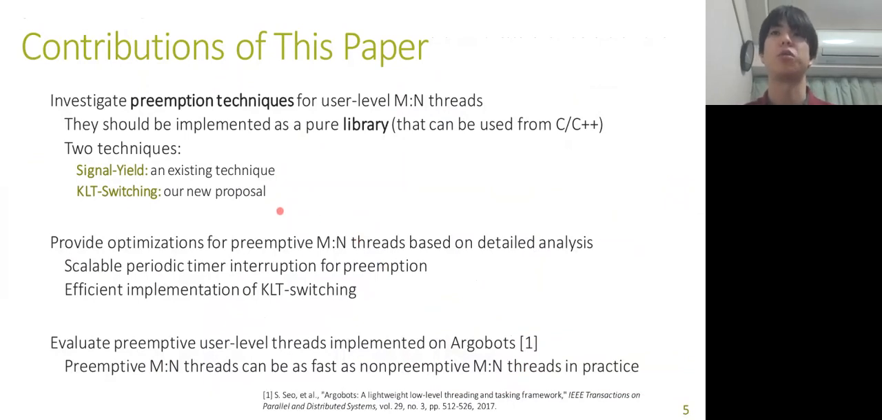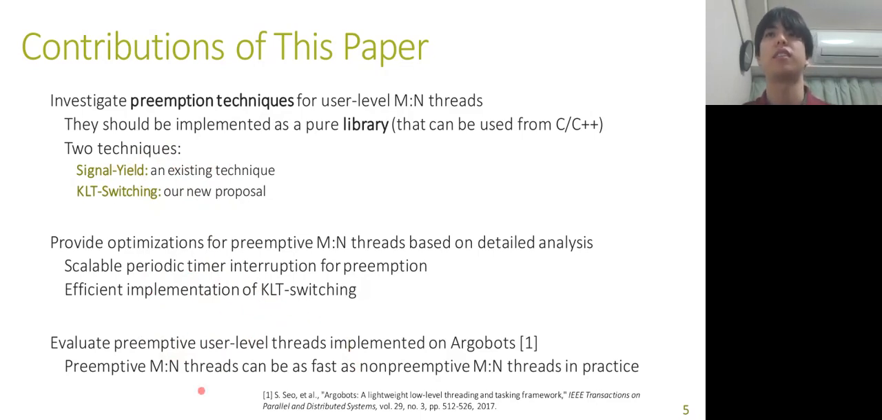And here is a summary of contributions of this paper. First, we investigated preemption techniques for end-to-end threads, which can be implemented in a pure threading library so that they can be used from C or C++. Specifically, we investigated two preemption techniques. Signal yield is an existing technique, but we found it was insufficient, so we proposed KLT switching for safe preemption. We also proposed several optimizations for preemptive end-to-end threads based on detailed performance analysis.